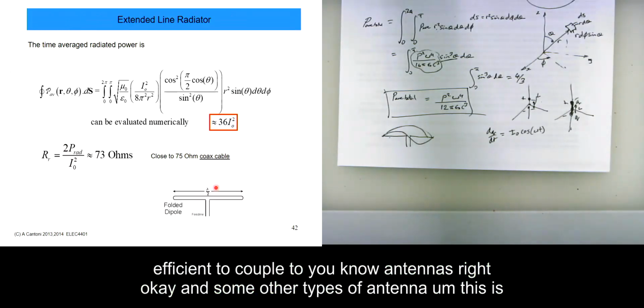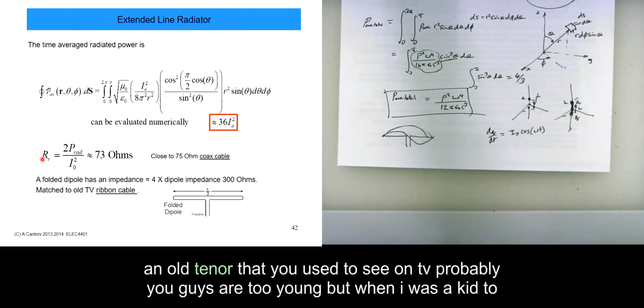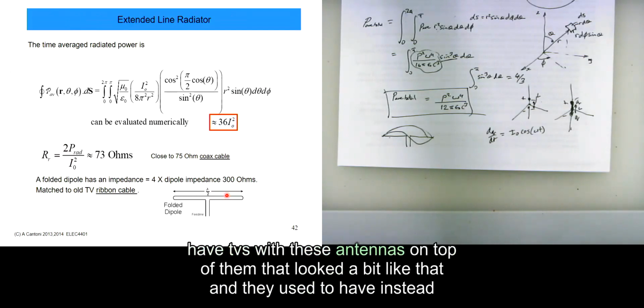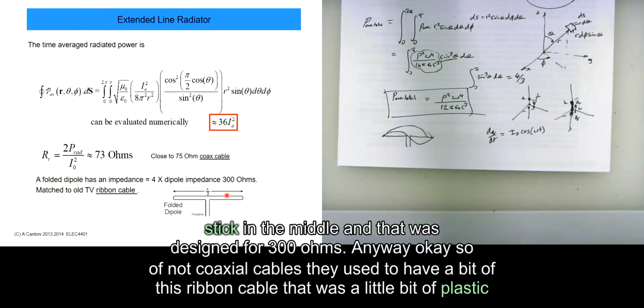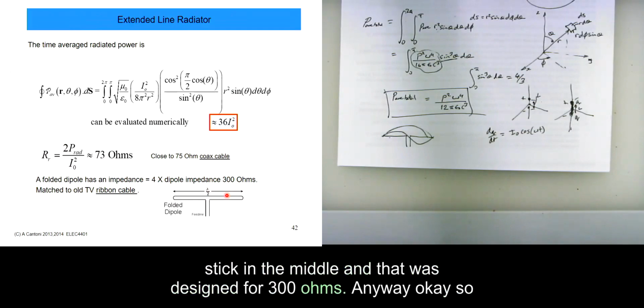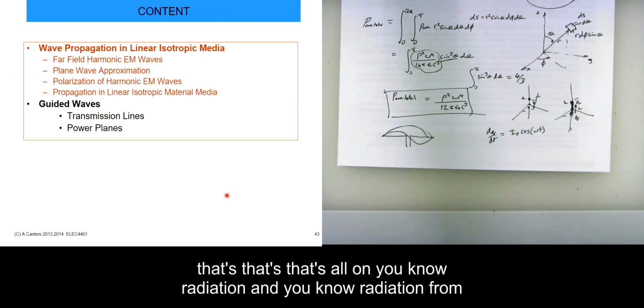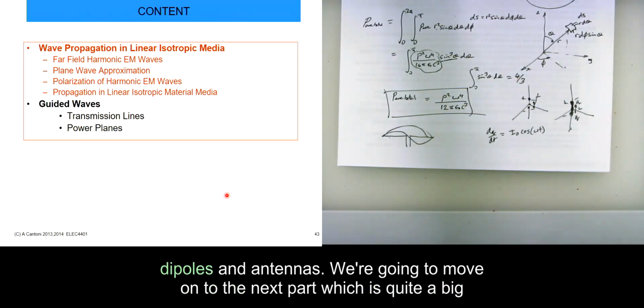And some other types of antenna. This is an old antenna that you used to see on TVs. Probably you guys are too young, but when I was a kid, you'd have TVs with these antennas on top of them that looked a bit like that. And instead of coaxial cables, they used to have a bit of this ribbon cable that had a little bit of plastic in the middle, and that was designed for 300 ohms. Anyway, so that's all on radiation from dipoles and antennas.